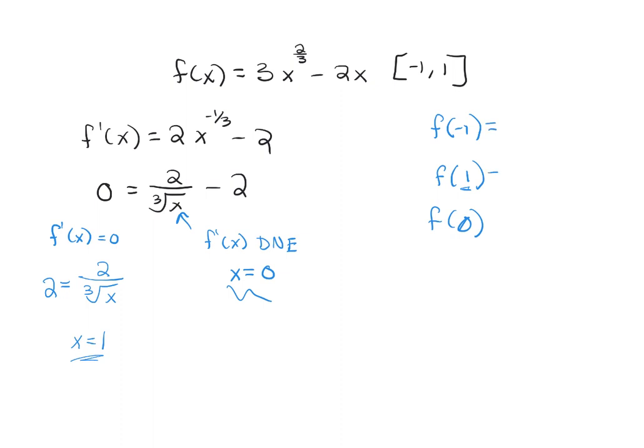Okay, so if we plug all of these into the original function, we can find our absolute min and our absolute max. F of -1 equals 5, f of 1 equals 1, and f of 0 equals 0. So here is my absolute max, and this would be my absolute min.